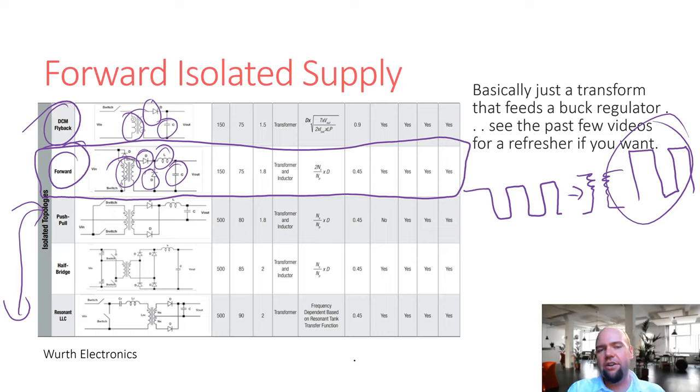You might go your entire career and never deal with a Chuk regulator, or you might work somewhere where every day you're dealing with a Chuk regulator. I don't know. I want you to know these things exist. I want you to know the pros and cons. I want you to, in the future, be able to look up more information because you know that this technology, this concept, exists in the first place.